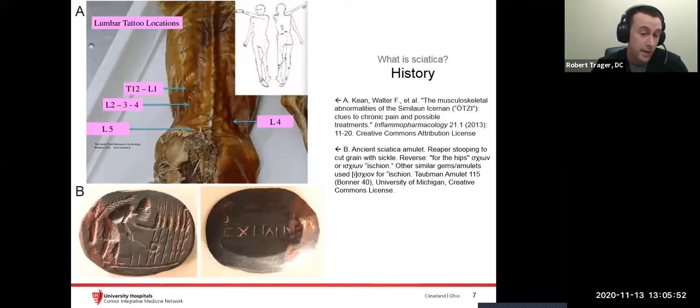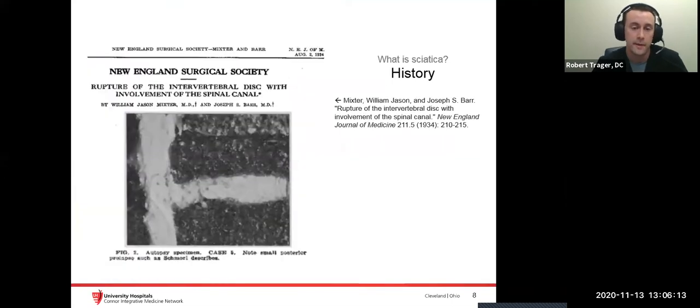Back then, the Greeks and the Romans felt that sciatic pain originated from the hips. So that's where the word sciatica comes from. If you know the bone that you sit on, the ischium, the word sciatica actually derives from that. They felt that the sciatic pain originated from overuse of the hips, and they weren't completely wrong. It's actually an interesting idea that comes to modern day.